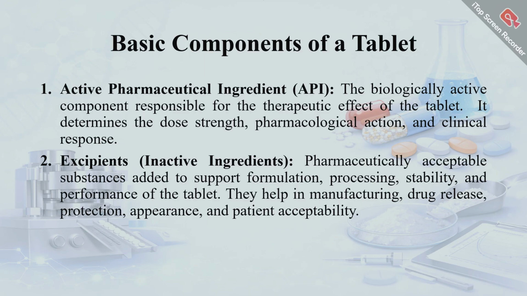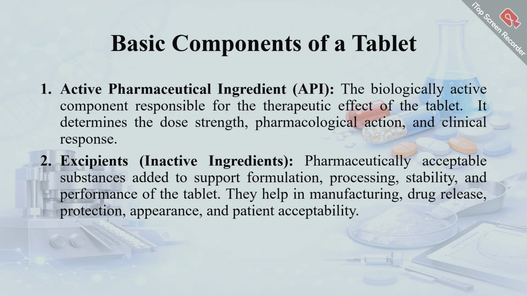Next, excipients, inactive ingredients, pharmaceutically acceptable substances added to support formulation, processing, stability, and performance of the tablet. They help in manufacturing, drug release, protection, appearance, and also patient acceptability. See here, excipients are used as diluents. Means whenever we are using an API in 5 mg or 10 mg, that 5 mg or 10 mg will be a very small quantity.